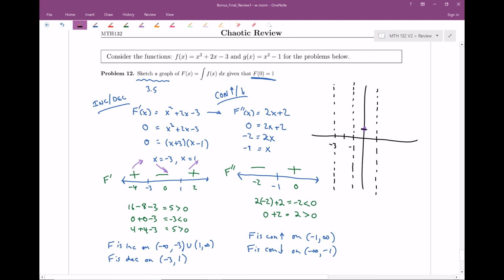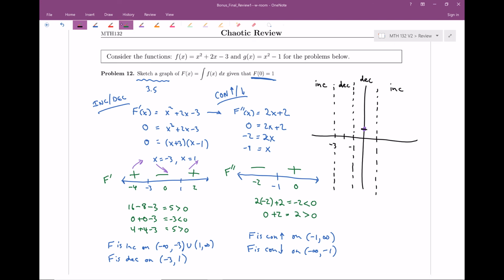All right, so when I'm less than -3, I have a positive derivative. That means I'm increasing, so I'm going to write increasing here. And then between -3 and 1, I'm decreasing. So here I have decreasing, and here I have decreasing, all the way up to 1. And then after 1, I'm increasing again.